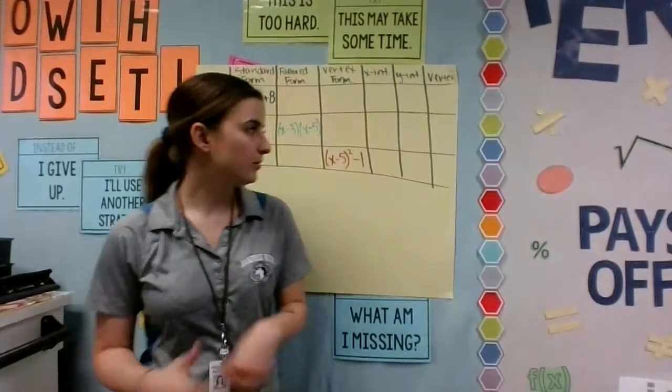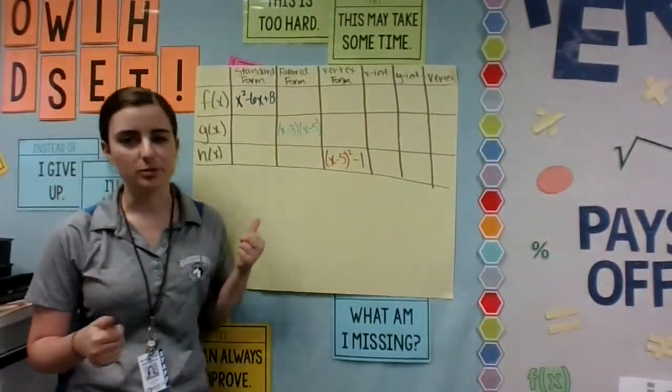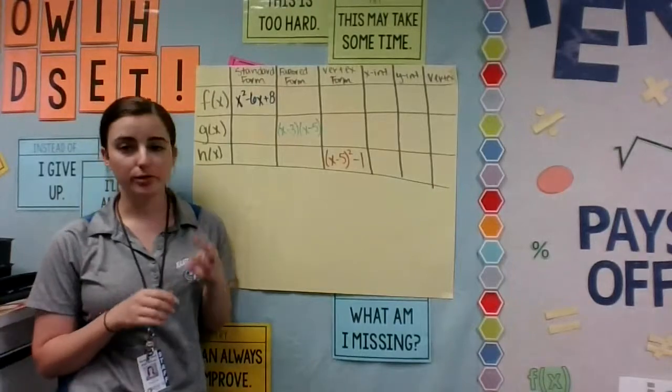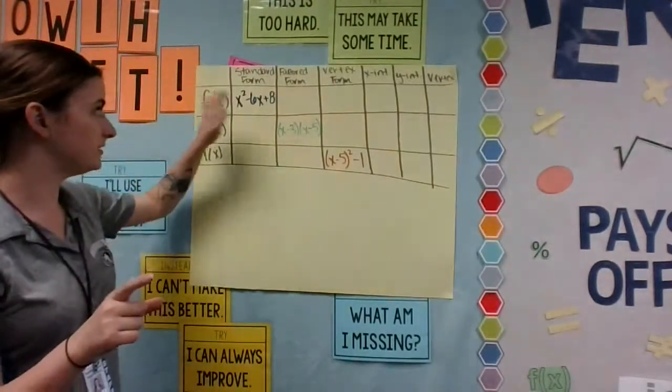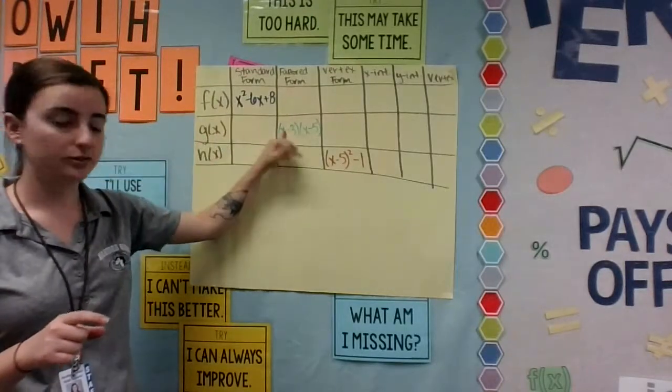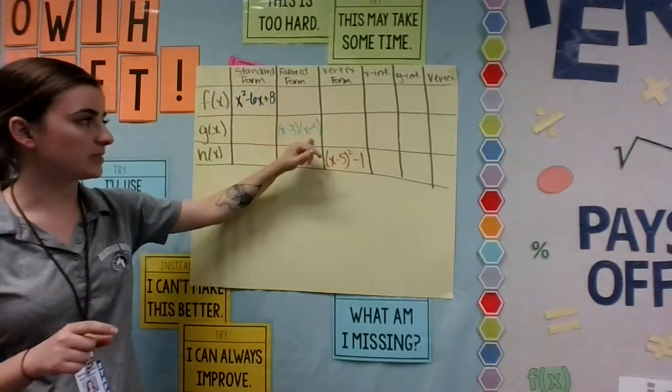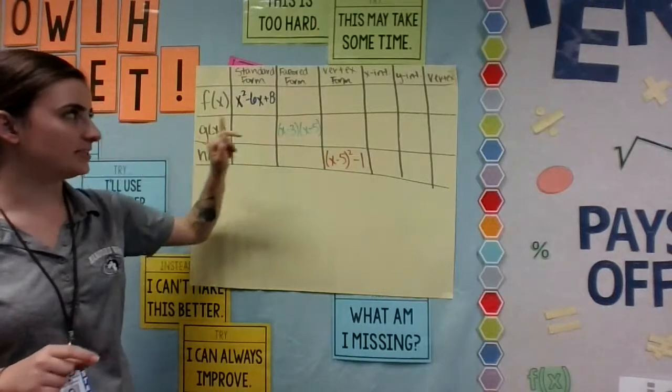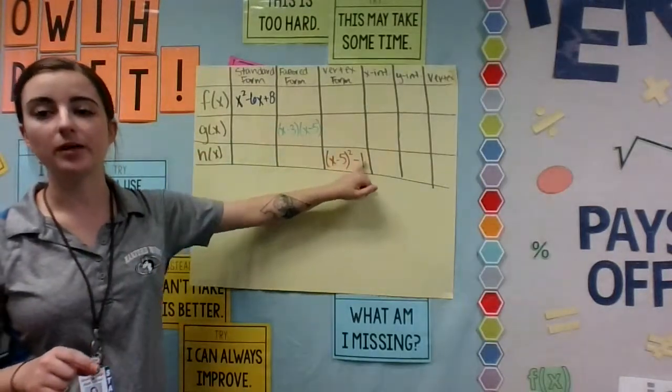All right, so I've noticed a lot of us are struggling with filling in this quadratic table. So I gave you three functions. f of x is in standard form already, x squared minus 6x plus 8. g of x is in factored form, x minus 3 times x minus 5. And h of x is in vertex form, x minus 5 squared minus 1.